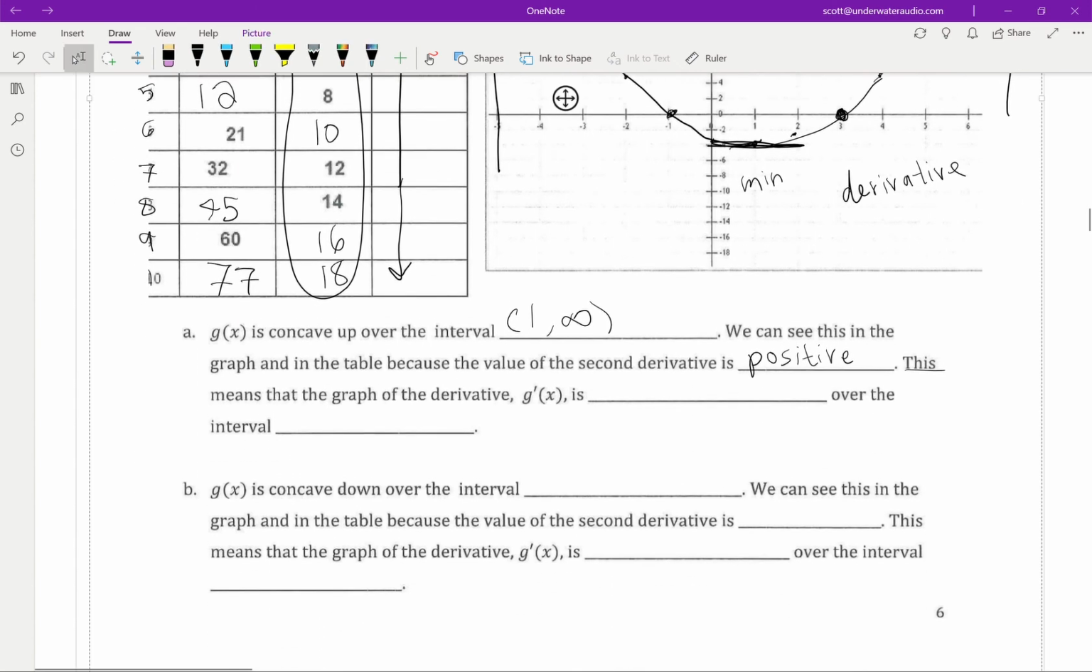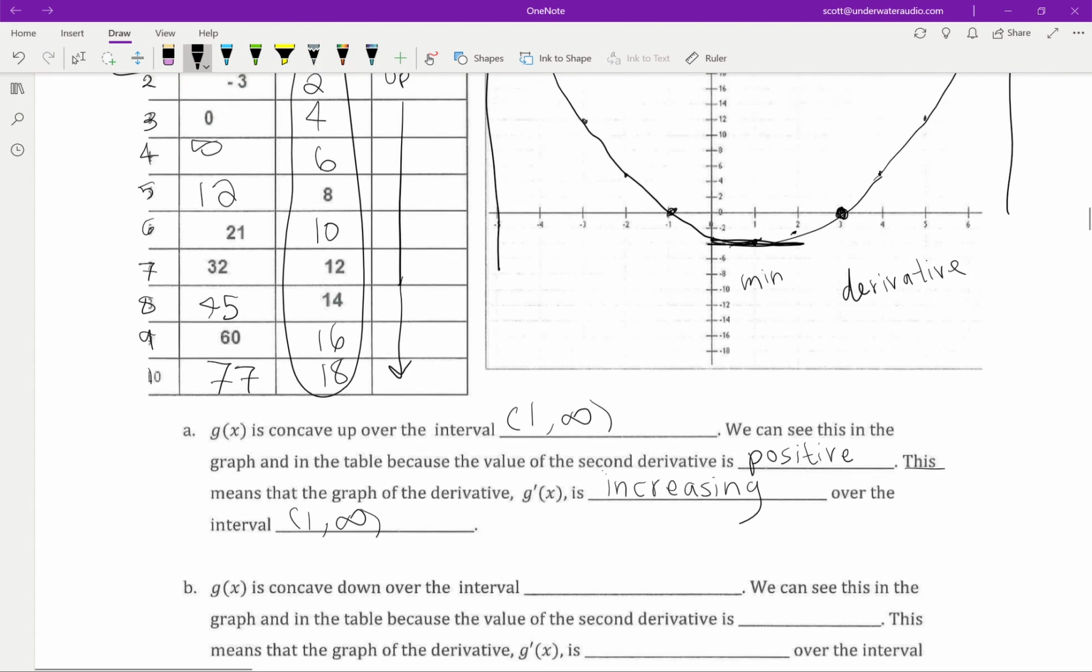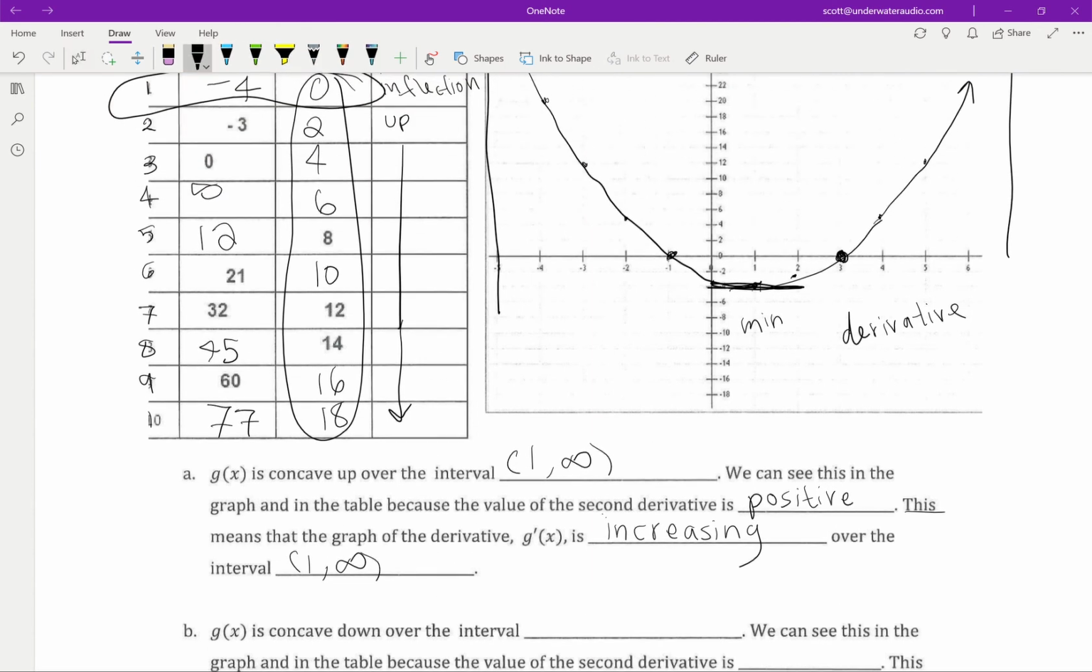This means that the graph of the derivative is increasing. So this is a weird one, but we did talk about this, increasing over the interval 1 to infinity. So when we look at the derivative from 1 to infinity, notice that the slopes are increasing. So that's like saying the second derivative is positive. If the slope of the derivative is positive, then the second derivative is positive. Pretty nice.